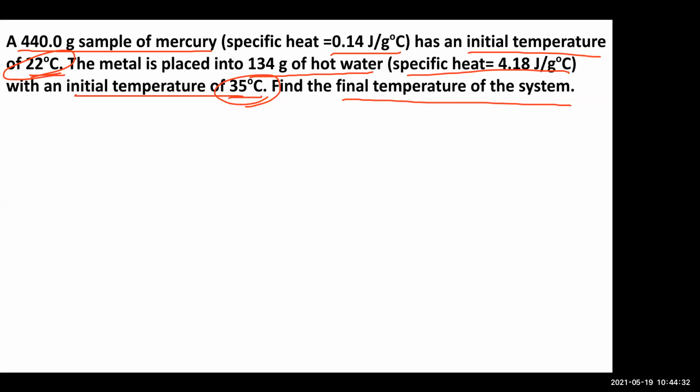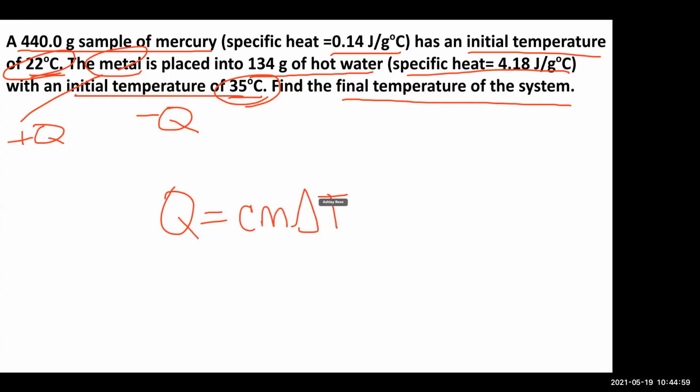So that means that the water is going to be giving off heat and the metal is going to be absorbing it. So when we're thinking about our water, it is going to have a negative Q value because it is going to be giving off heat. And then our metal will have a positive Q because it will be absorbing the heat from that water. Remember, Q is equal to Cm delta T.